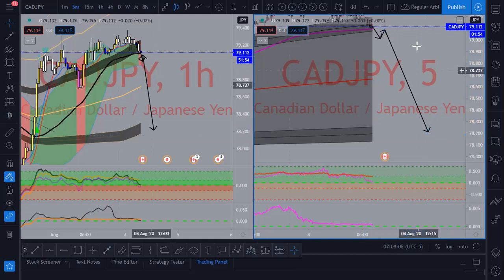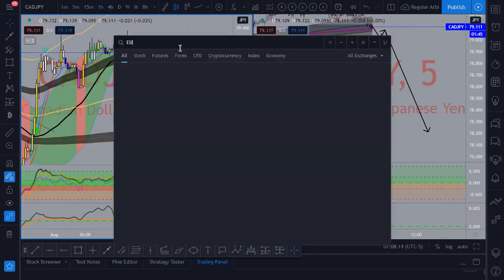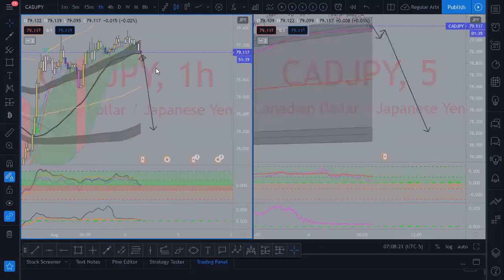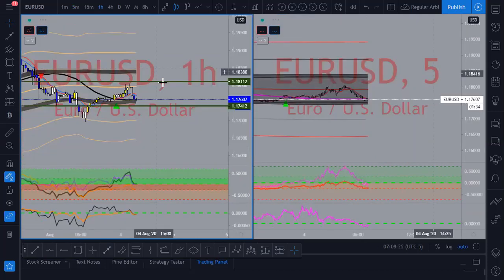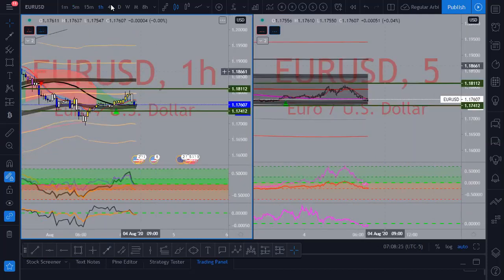So those are the pairs that we've looked at through the filters. Now I'm going to go look at my USD pairs. So EURUSD, it did give me the sell alert yesterday on the 4 hour time frame, but I didn't really say anything because I'm not ready to sell this quite yet. So 4 hour.